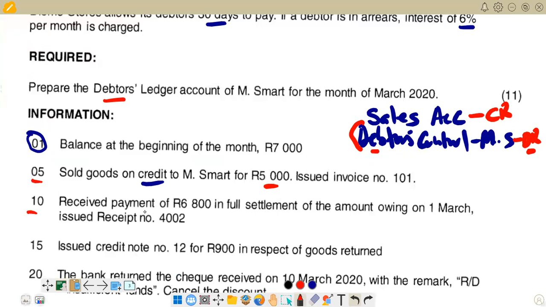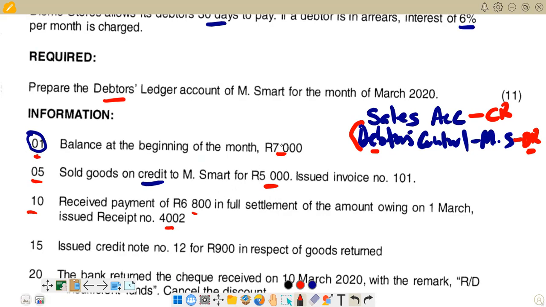We are now here on the 10th. We received payment of 6,800 in full settlement of the amount owing on 1 March. Issued receipt number 4002. So receipt number 4002 is indicating that there's a payment that has been made of 6,800. So the amount that is being paid is that which is owing on 1 March. So 1 March is here. So this amount is the one that has been paid. But 6,800 has been paid, but we've got 7,000 that is owing.